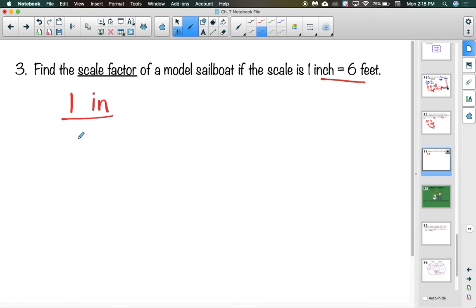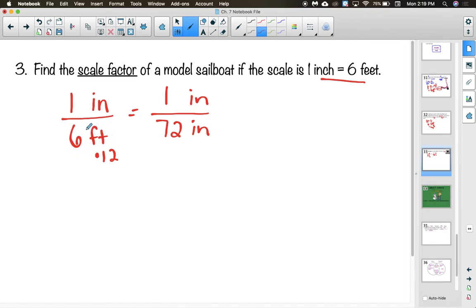1 inch in the model represents 6 feet in real life. Now, to make this a true scale model, we need to get both of these in the same units. So we need to change our feet into inches. So feet to inches, I know that means that there are 12 inches in 1 foot. So 6 times 12 tells me there are 72 inches in 6 feet. Now, I'm not going to multiply the top by 12 because that's already in inches. So I didn't change the meaning of my fraction.